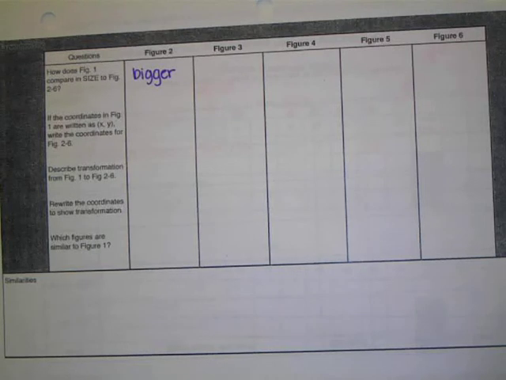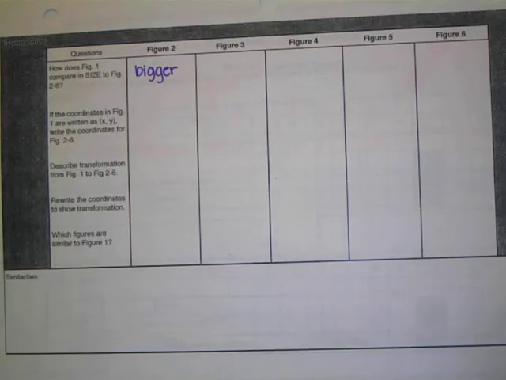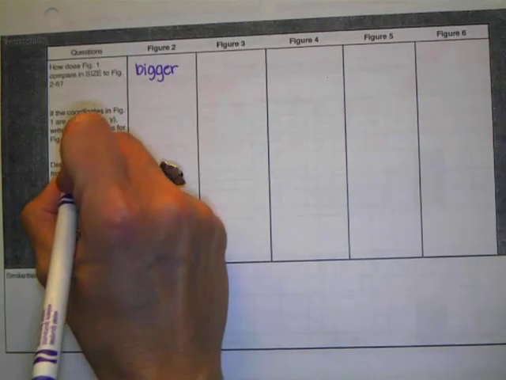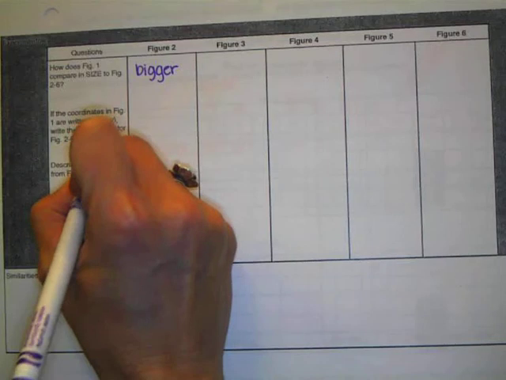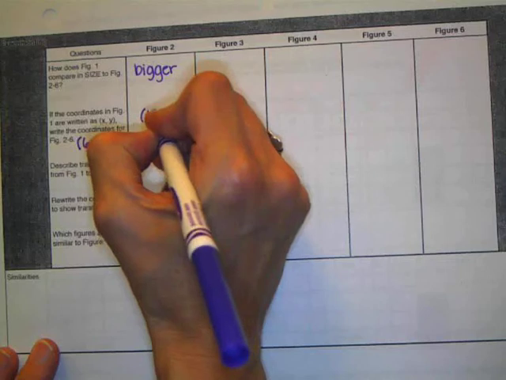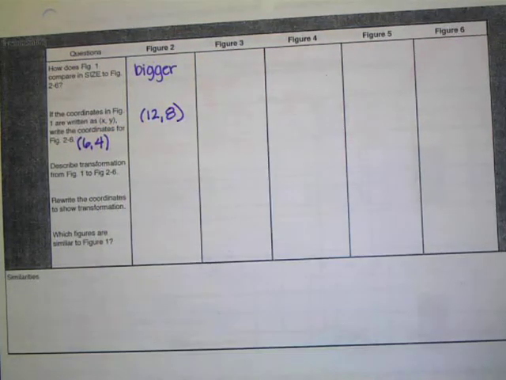Let me show you a very simple way that we can compare this. On your points page, can someone give me the first point for figure 1? 6, 4. Okay, I'm going to record that over here in the first column, because we're always going to compare the first point of figure 1 to the first points of the others. Now, you said it was bigger. What is the first point of figure 2? Let's actually look at this. 12, 8.